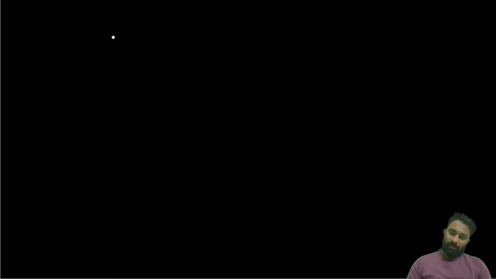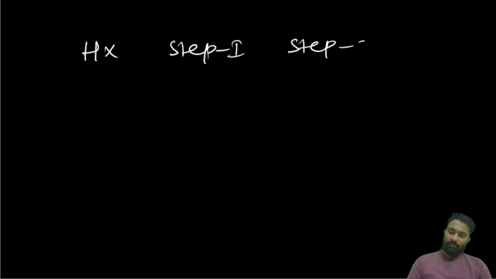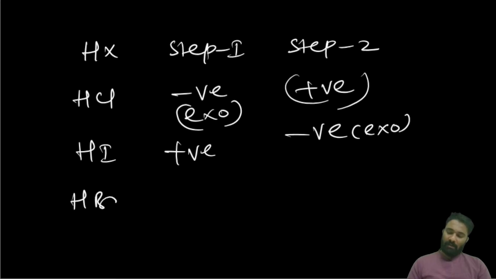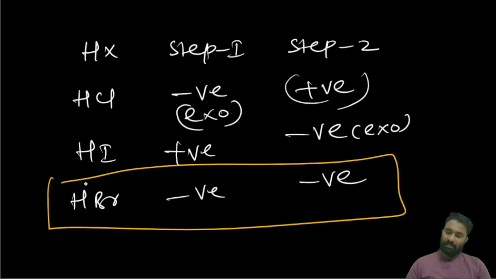If you take the HX, this is step 1 and this is step 2. In the HX, if you take the HCl, step 1 is exo, okay, but step 2 is becoming endo. If I take the HI, step 1 is endo and step 2 is exo. But if I take the HBr, step 1 is exo and step 2 is also exo. So that's the reason HBr is only used for the Kharasch effect. Done?